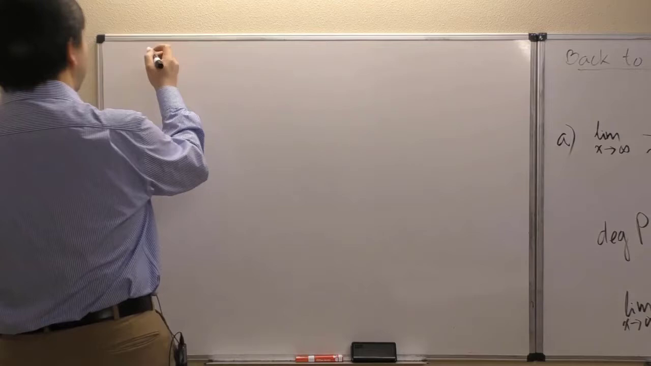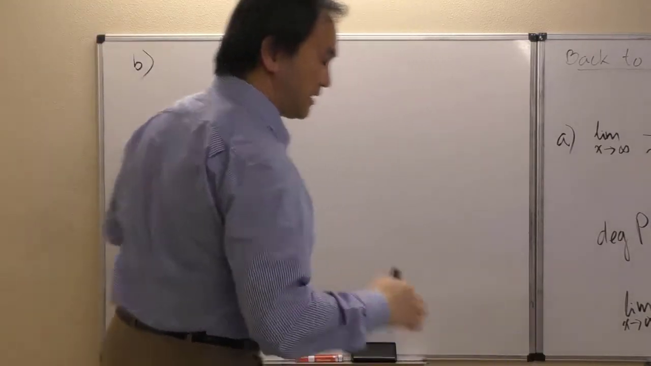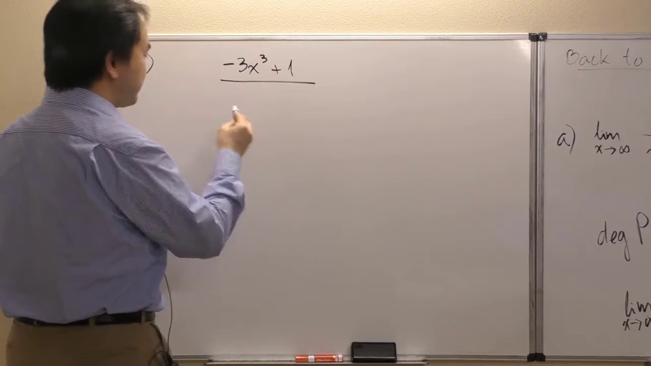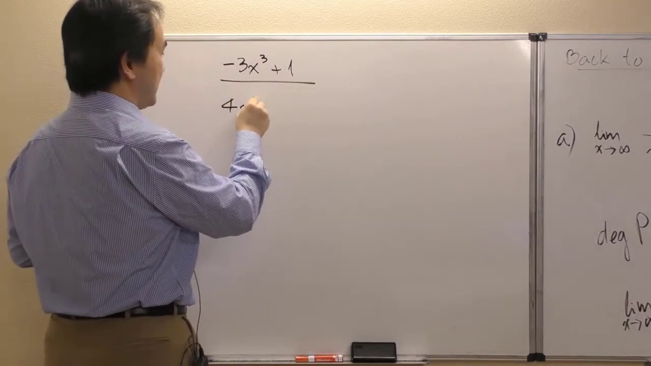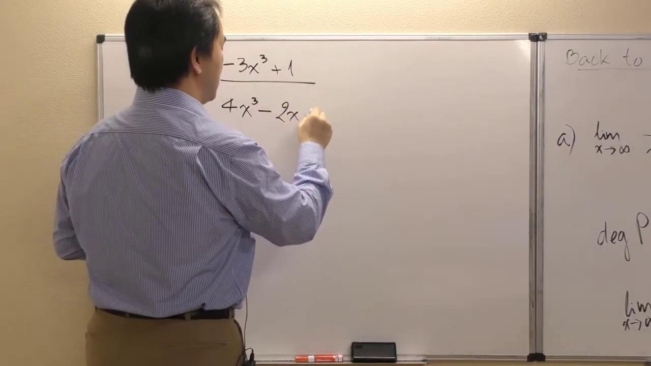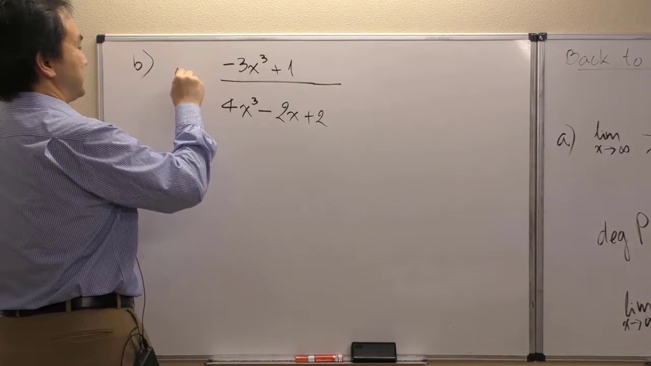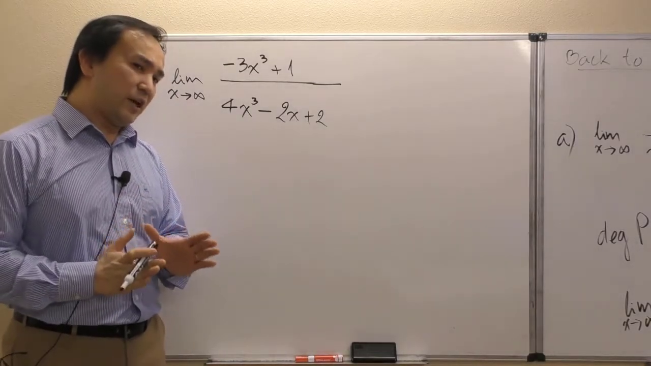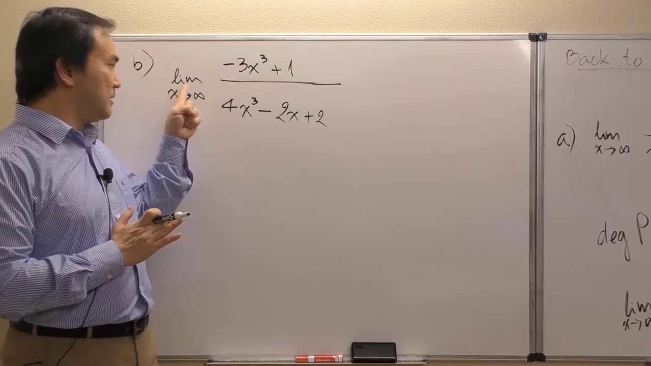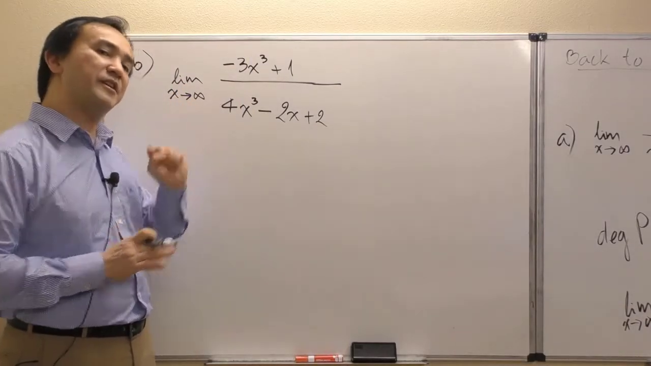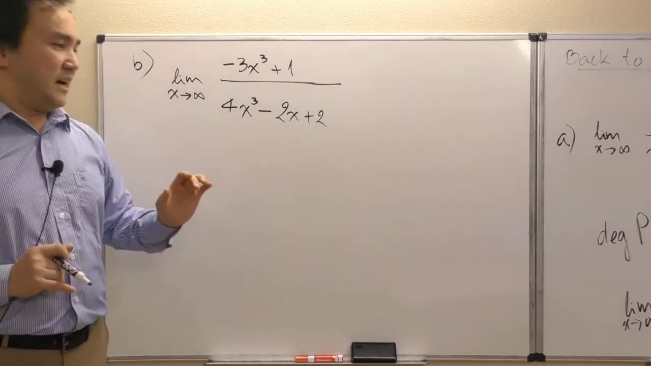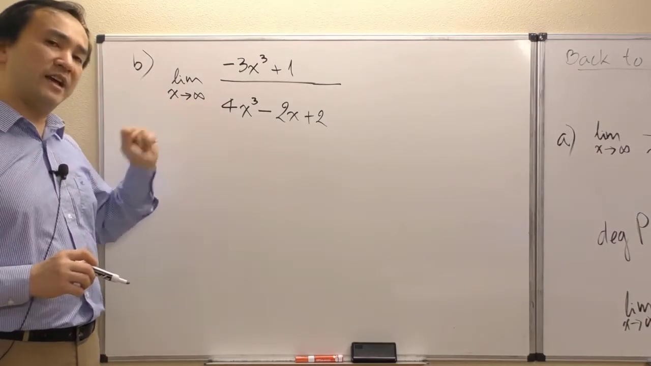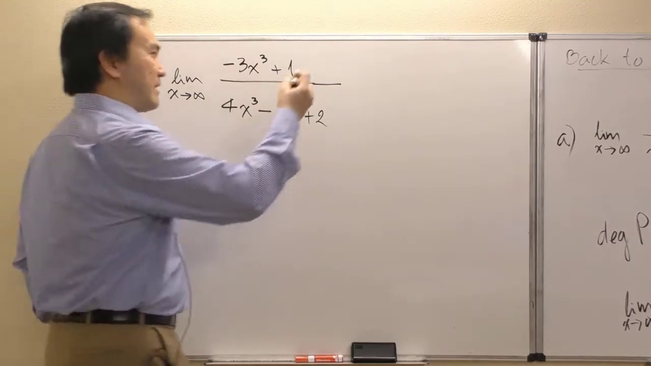All right, so now in part B, the problem we had here was minus 3x cubed plus 1 over 4x cubed minus 2x plus 2. And that problem was a limit at infinity again. Everything we're learning currently in this video lesson is about taking limits when letting x go to infinity, either positive infinity or negative infinity. And the method I'm showing here is good for either going to positive infinity or negative infinity as well.